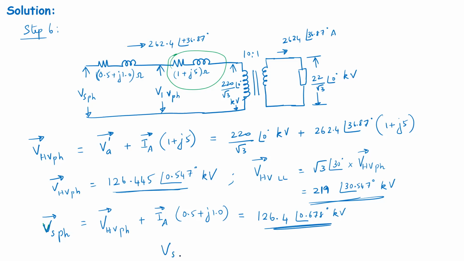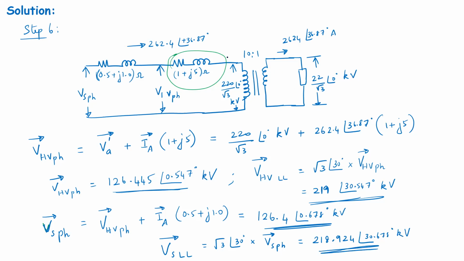So the line-to-line voltage of the sending end will be √3 at an angle of 30 degrees into Vs phase vector. So that is going to be the answer multiplied with √3 at an angle of 30 degrees. That's going to be 218.924 at an angle of 30.678 degrees, in kilovolts.